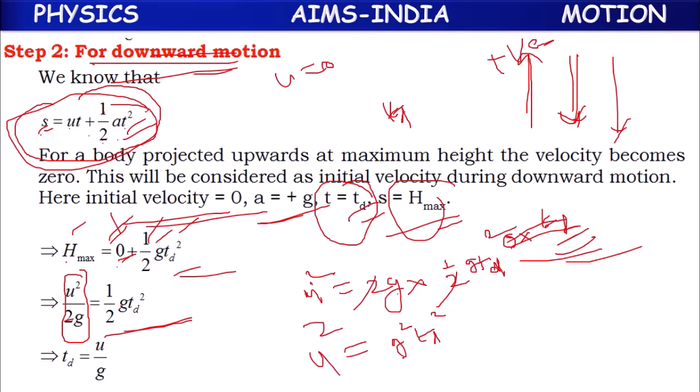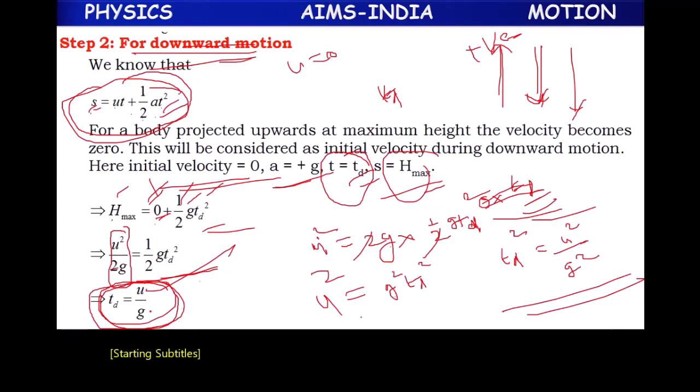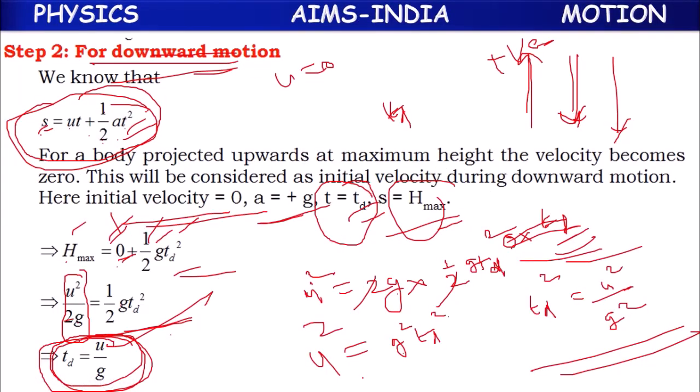g square td square, or g square will come to this side. We can write td square equals u square by g square. If we take the square root, td equals u by g. So time of descent equals initial velocity by g. Like that, we can directly tell the value of time of descent.